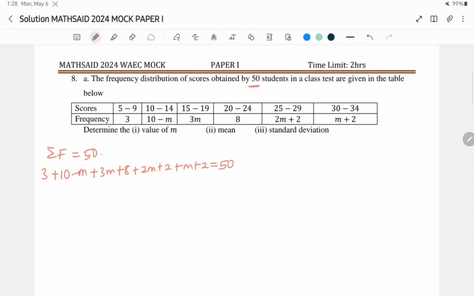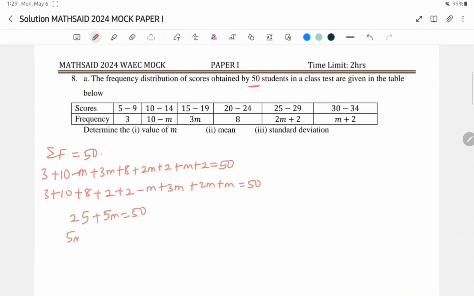equals 50. Now bringing the numbers together, 3 plus 10 plus 8 plus 2 plus 2. Then the variables: minus M plus 3M plus 2M plus M equals 50. Adding the numbers together will give us 25, and the variables will give us plus 5M equals 50.